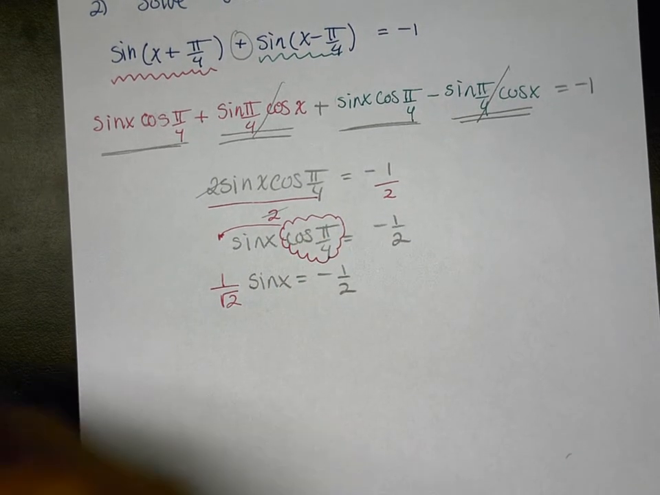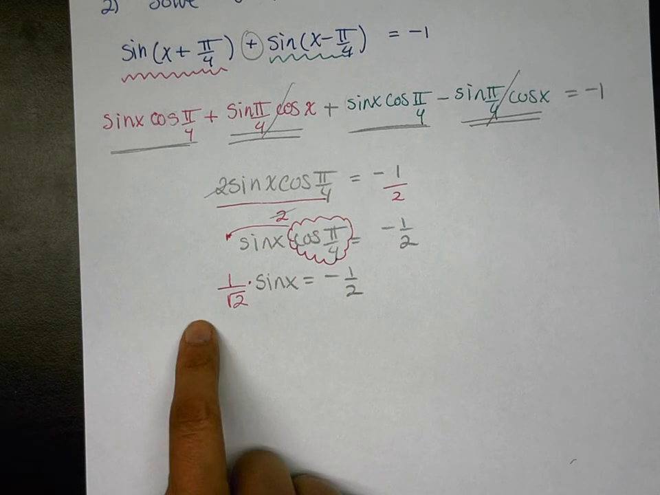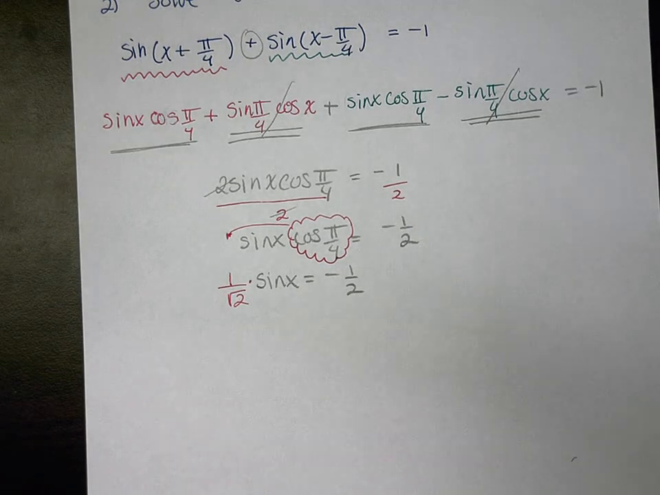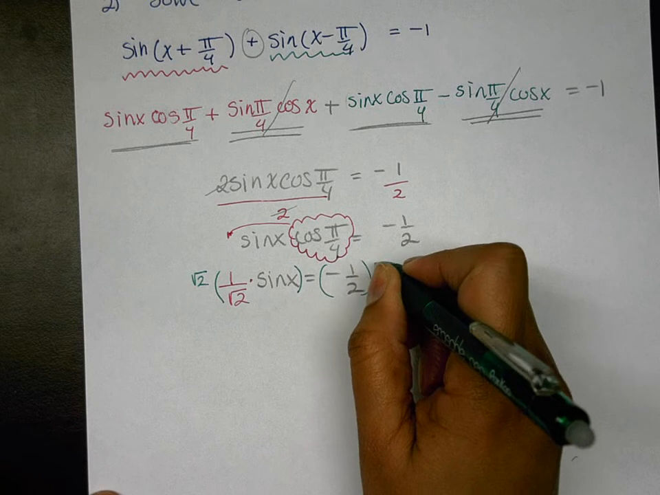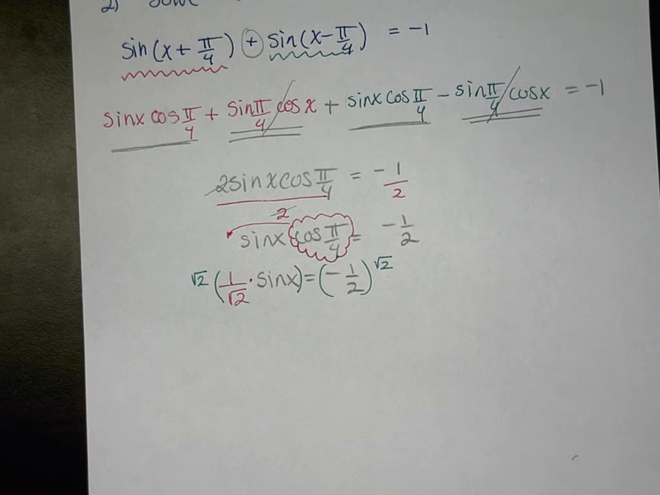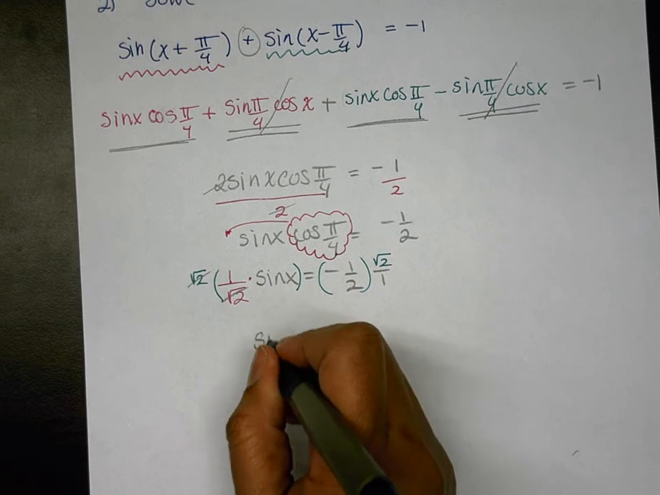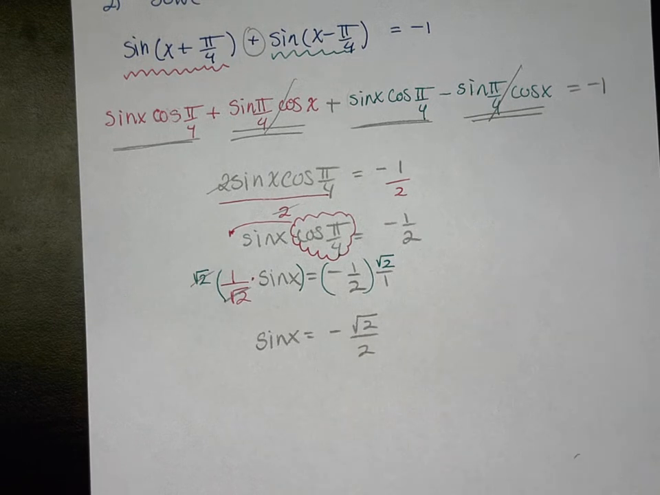All right, earlier I divided by 2 to get rid of it. This time, what would I divide by? Good. I would divide by 1 over root 2, but dividing by a fraction is equivalent to multiplying by the reciprocal. So you could divide, I'm going to multiply. What would I multiply both sides by? Root 2. Sine of x equals negative root 2 over 2. They don't cross reduce because one's a radical, one is not.